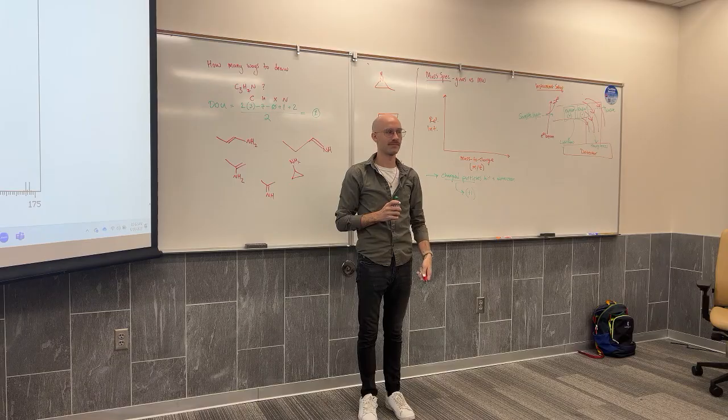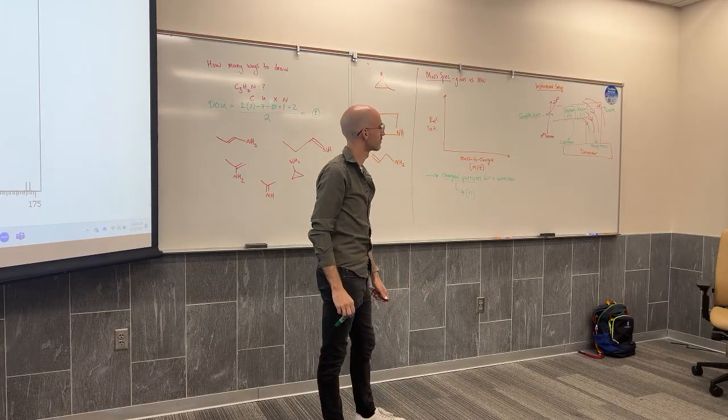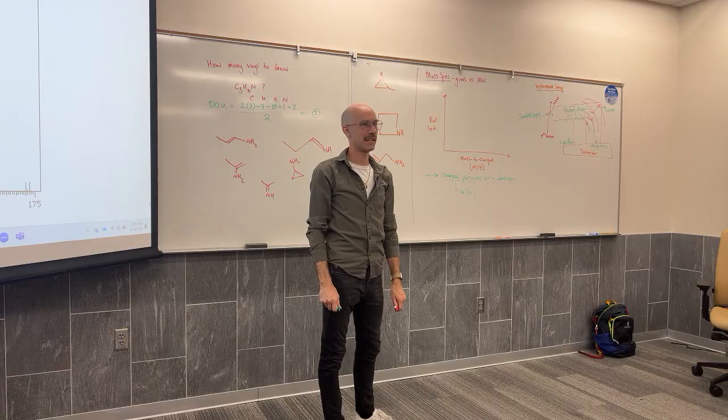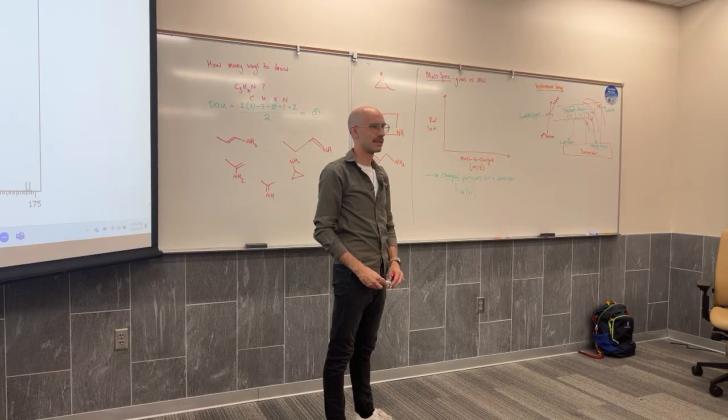I was just wanting to make sure the radical will go to the waste, but then the cation will either go to light mass or heavy mass. That's right. Yeah. Sorry, that wasn't super clear.